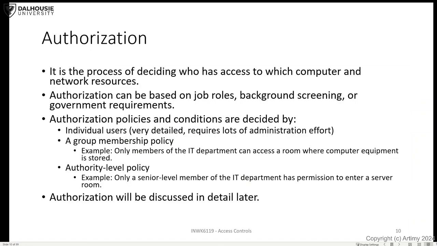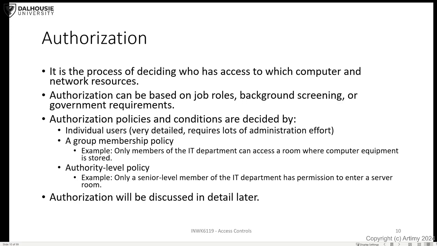So as I mentioned, the authorization is the process of deciding who has access to which resource. They are usually based on job roles or experience or any other requirements, either by a company or by a government. Authorization sometimes happens at the individual level. So there is one CEO, and that one CEO doesn't have any other CEO, so we can tailor some authorization based on that particular person.